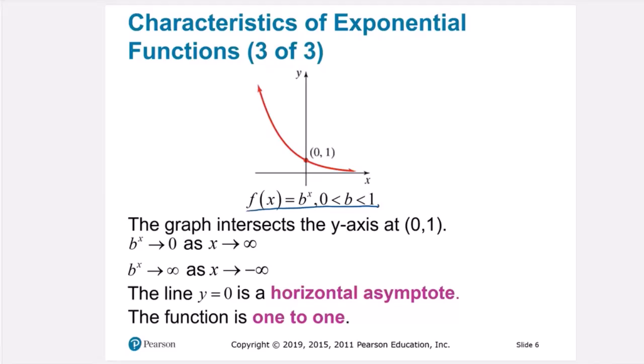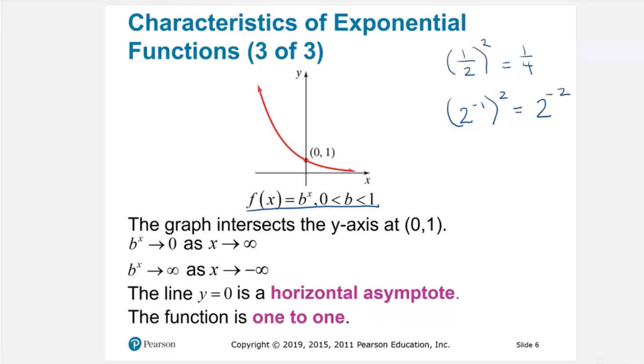If my b value is between 0 and 1, remember it's not ever negative, then it's going to flip. And let me show you why that happens. Let's say b is 1/2, because b is between 0 and 1, squared. This is 1/4. But I could also say this is the same as 2 to the minus 1 squared, which gives me 2 to the minus 2.